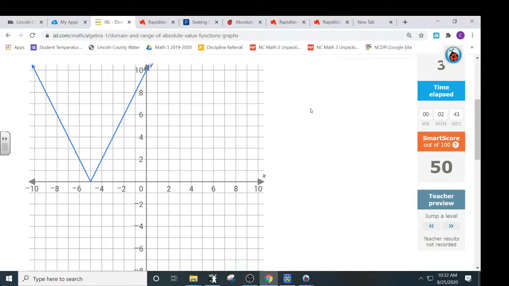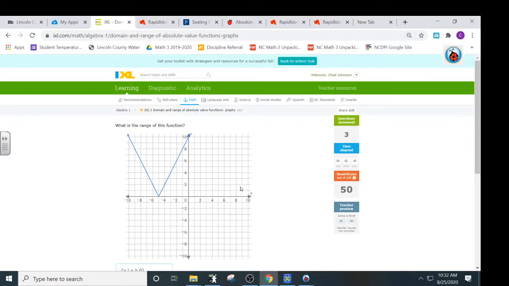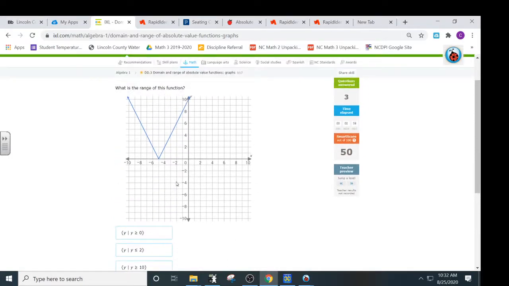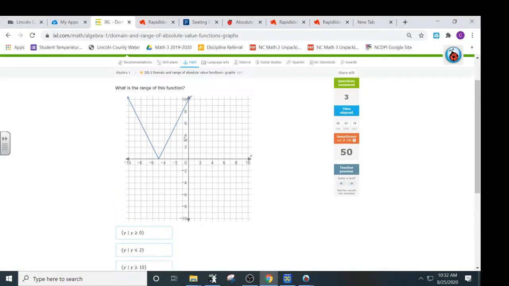Now, if I am dealing with the range, what values am I worried about? X's or Y's? What's the range? Range is your Y values, right? Now, if our vertex is negative 5, 0, then guys, we automatically know that this one and this one can't be it because it does not contain the Y value of the vertex. It's got to be this one or this one. Well, guys, if that's opening up, is it going to be greater than or less than? Greater than.